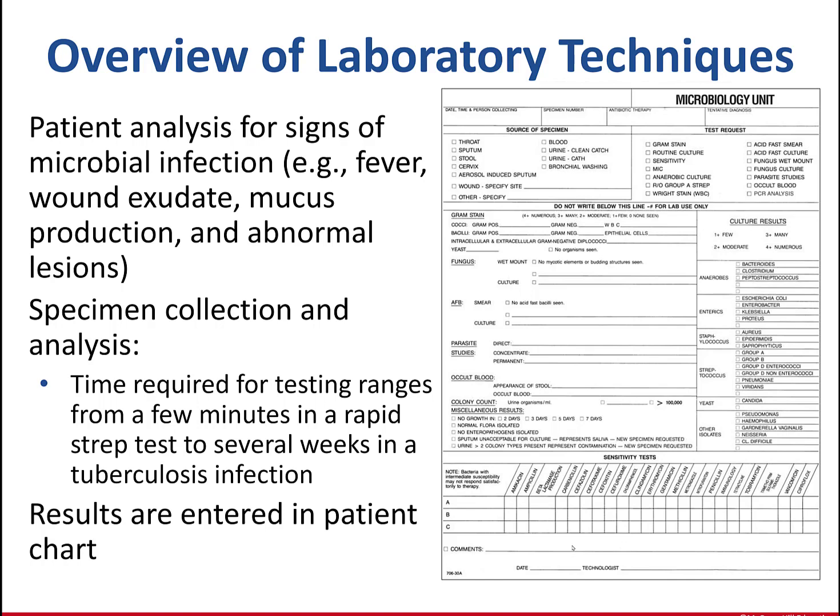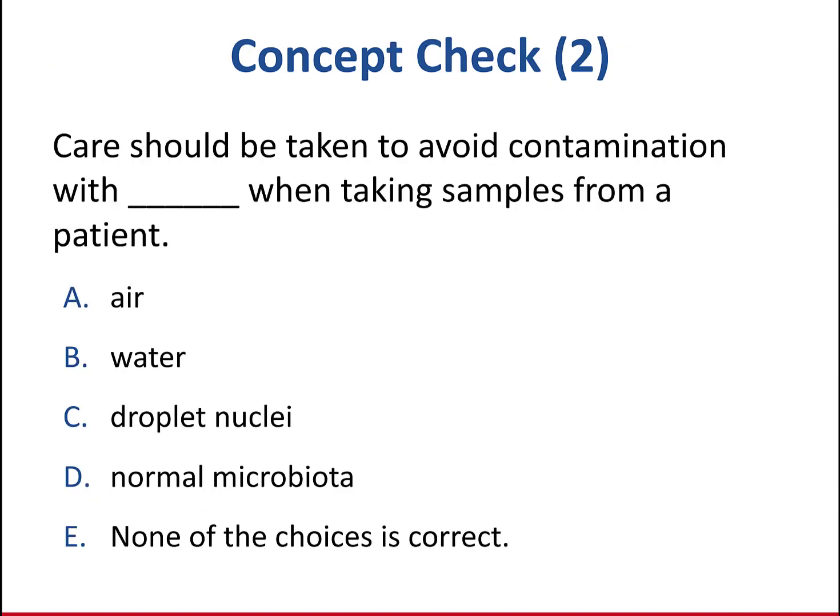You've got comments to try to qualify what the identification is, and the task is to be as right as possible, and you want the preponderance of the evidence to be in your favor, and that's kind of what the clinician has to worry about. Care should be taken to avoid contamination with what when taking samples from a patient?